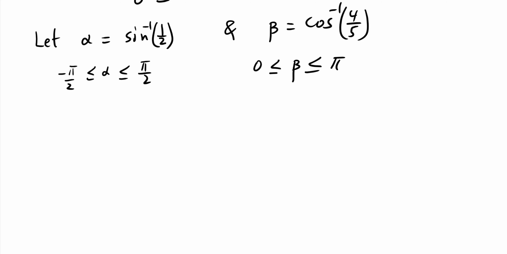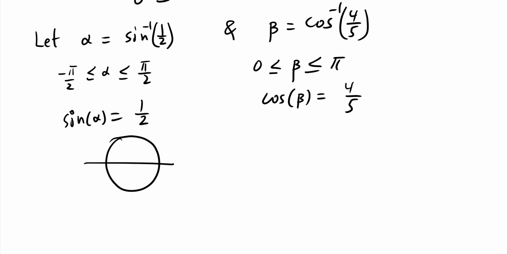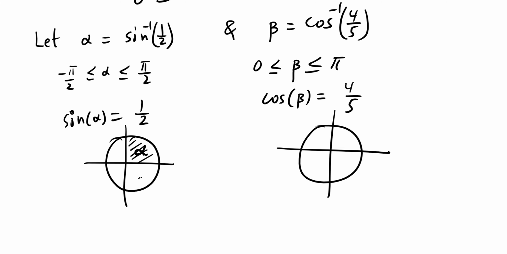Now, from the first assumption, alpha equals this, by definition, sine alpha is 1/2. By definition, cosine beta is 4/5. Notice I'm working from negative pi over 2 to pi over 2, and sine is positive. That tells me that we are really just working in the first quadrant, because in this quadrant down there, sine is negative. So that gives me a more restrictive condition on alpha. So alpha must be somewhere in there. For this one, it's 0 to pi, but cosine is positive. Cosine is negative in there, so this tells us that beta must be in the first quadrant.